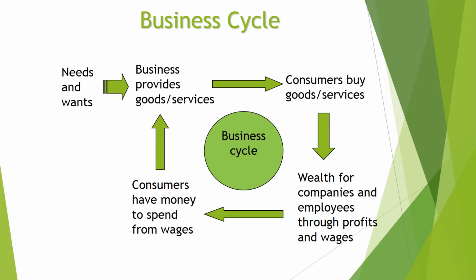All right. By buying goods and services, it provides profit for companies, wealth for companies, and employees also earn wages for working for these companies. It's using those wages consumers can then buy the goods and services, and this is the business cycle. So we have to have needs and wants. We have to want to buy things and have the money to do that in order for businesses to be successful.